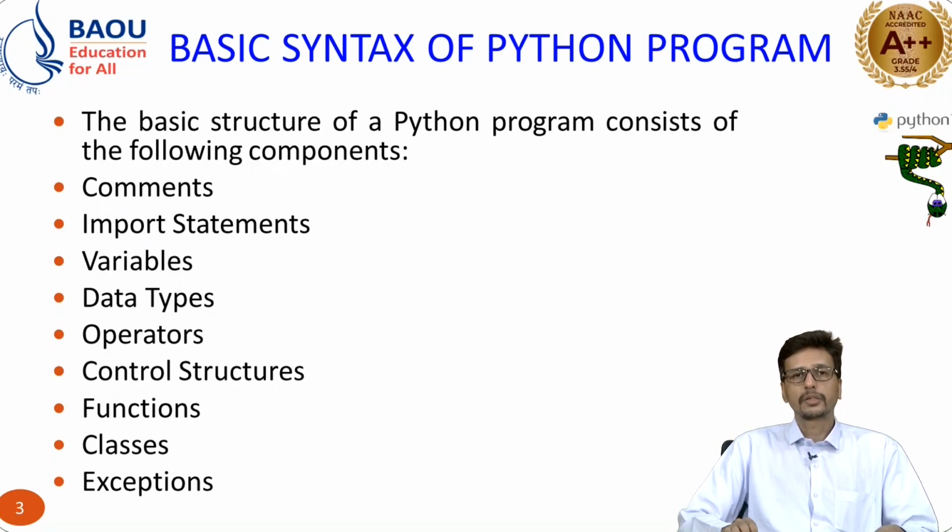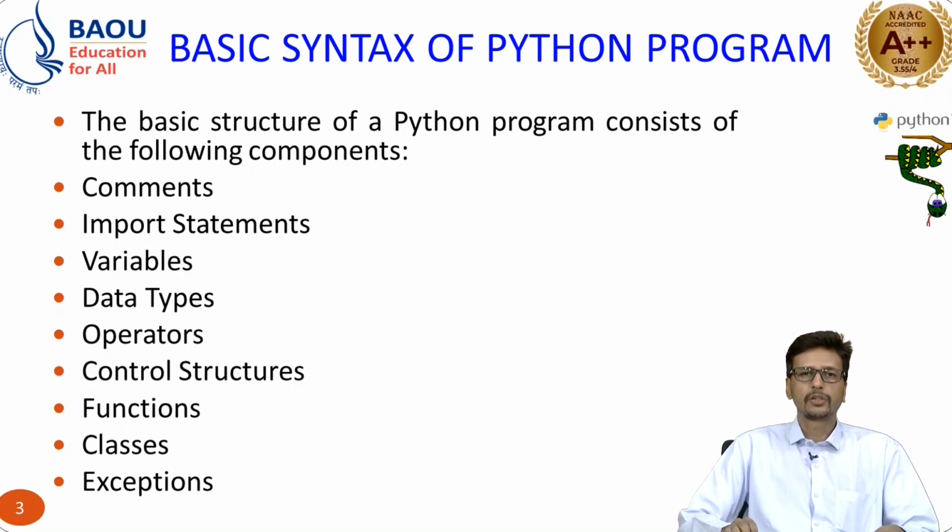Then control structures. As we are already aware, you may want to include an if statement or if-else statement, that is decision-making statements, or some looping structure. In that case there are separate syntaxes available that we will also see later on. Then functions. If you want to use a function in your program, a function can be used as reusable code, or it can be called whenever it is required. Then classes, exceptions.